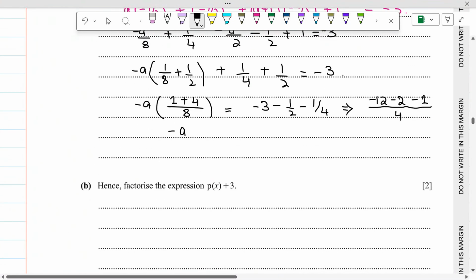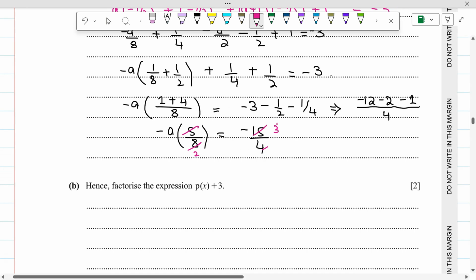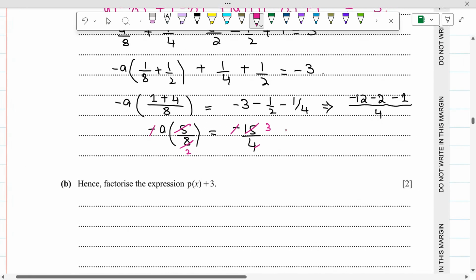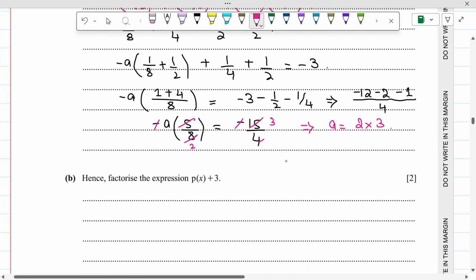So negative a times 5 over 8 equals negative 15 over 4. Then a equals 15 over 4 times 8 over 5, so this is 2 and this is 3, and the negative signs cancel out. So we will have a equals 2 times 3, so a equals 6, which was required.